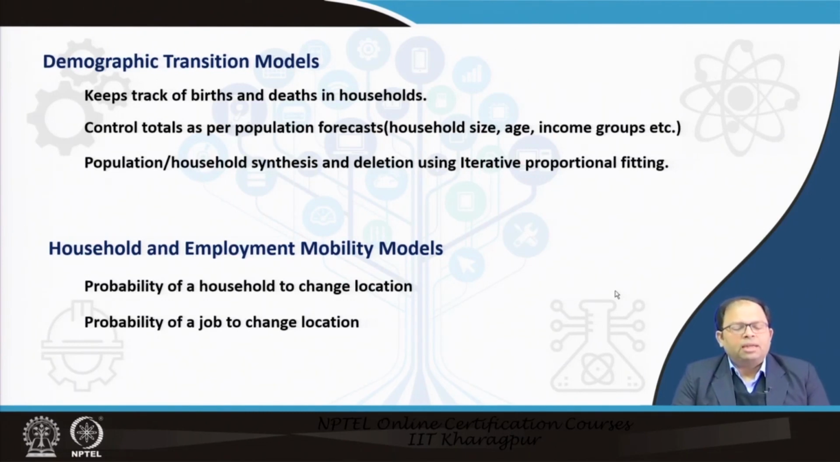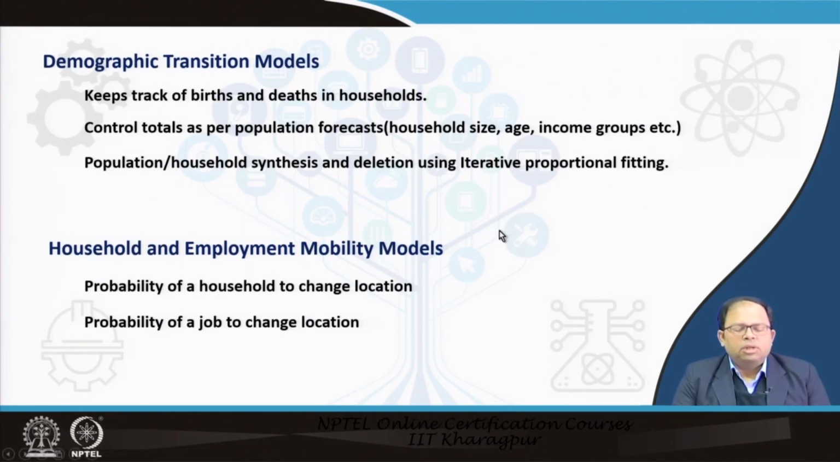So when we do that, again we need to make sure that when we have our synthetic population, the total number of different characteristics, like household size, like how many families there are of different household sizes, or population-wise what age groups there are, these totals match with the forecasted population totals for this particular area. So this is what is done in the demographic transition models. We will explain these models in detail later on in other lectures.